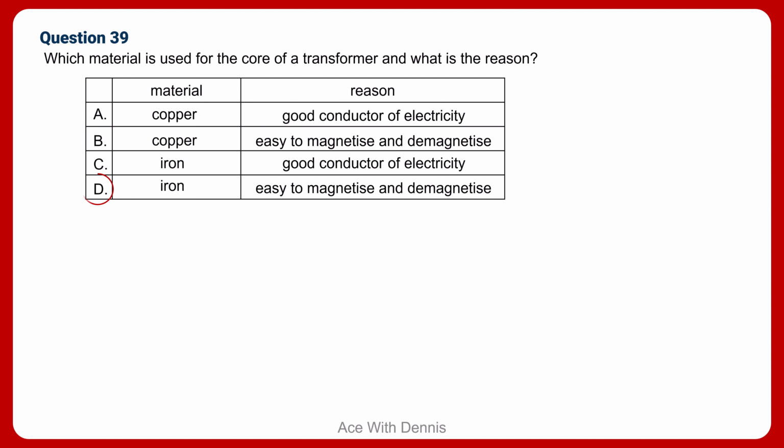The answer is D. The material is iron because it is easy to magnetize and demagnetize. We usually use a soft iron core to build a transformer. We don't choose copper because it is not easy to magnetize or demagnetize. Hence the answer is D.